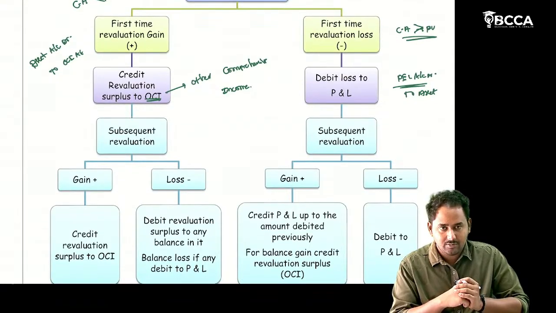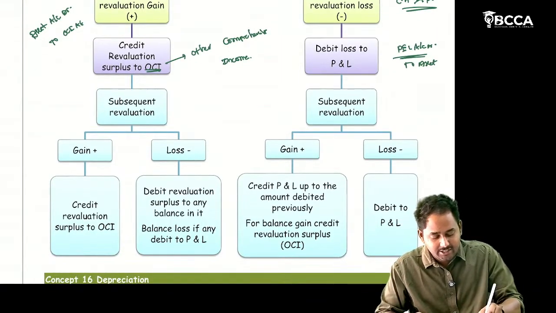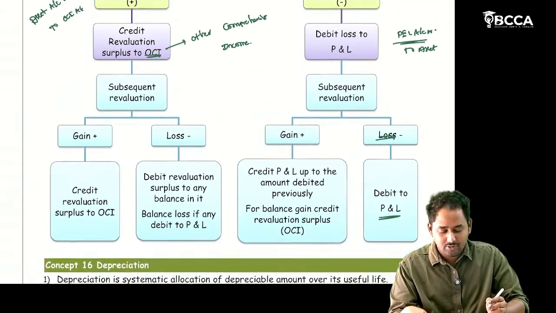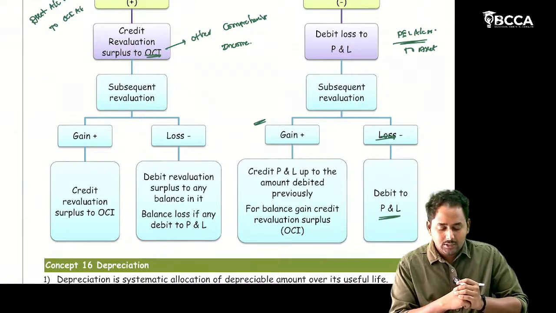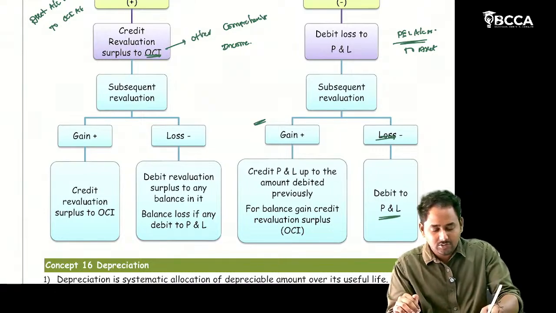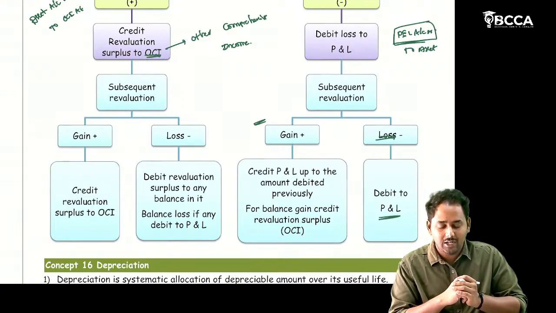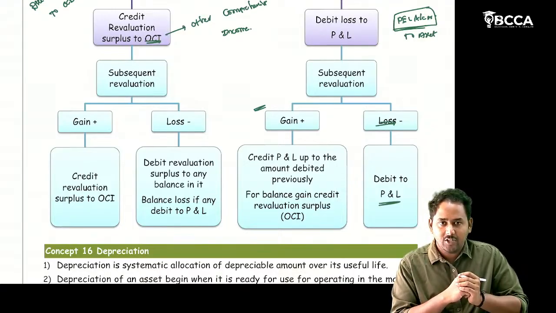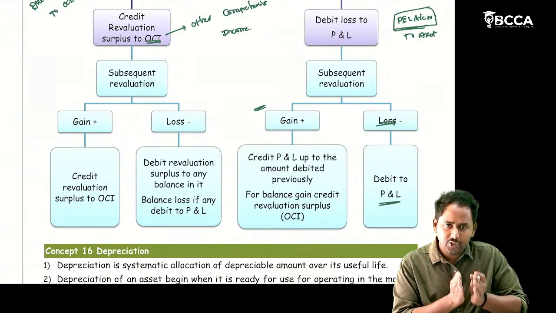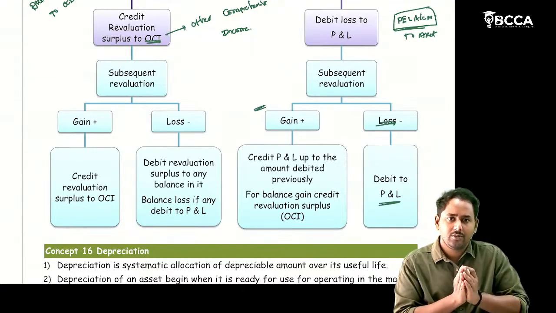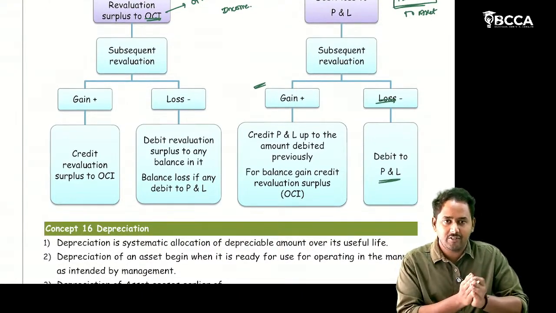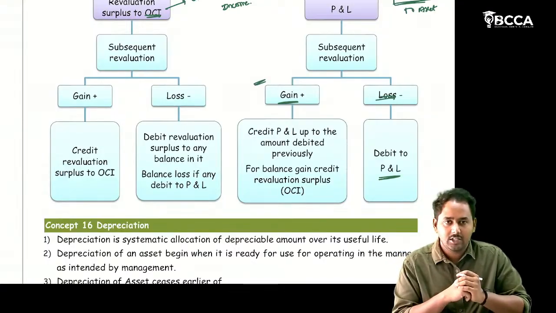Then what is the next element? Subsequent revaluation. Okay, that was the first time revaluation. In the subsequent revaluation, if again it is a loss, then it is easy, simply transfer it to the P&L. But here we should focus. Initially we incurred a loss, so we showed some amount in the P&L as a revaluation loss. Then next we incur a revaluation gain. Every year what are we going to do? We need to compare the carrying amount with the fair value. So if you compare the carrying amount to the fair value, then next year you will get a gain.